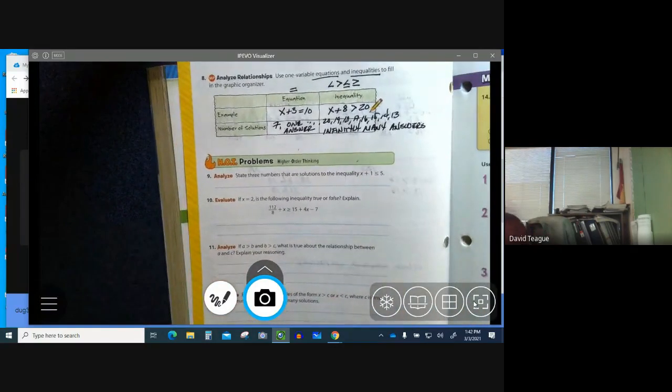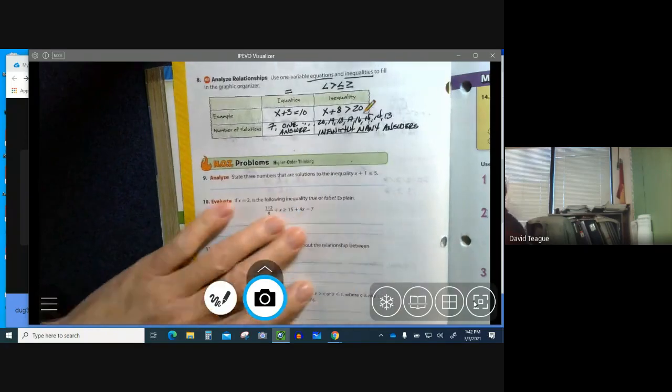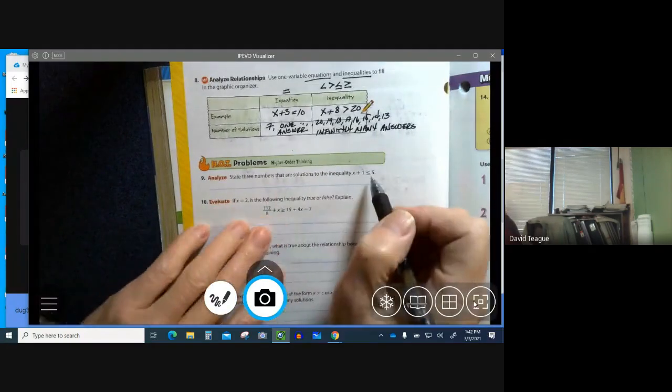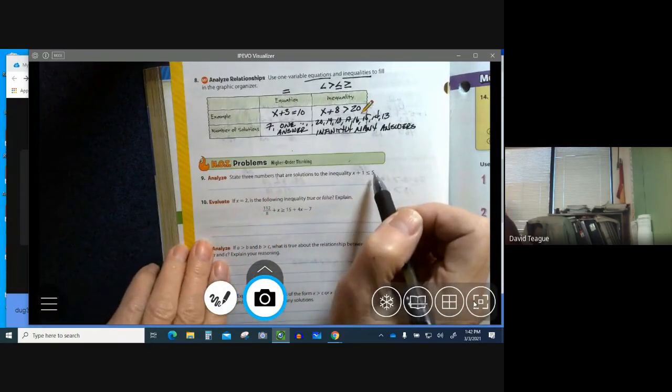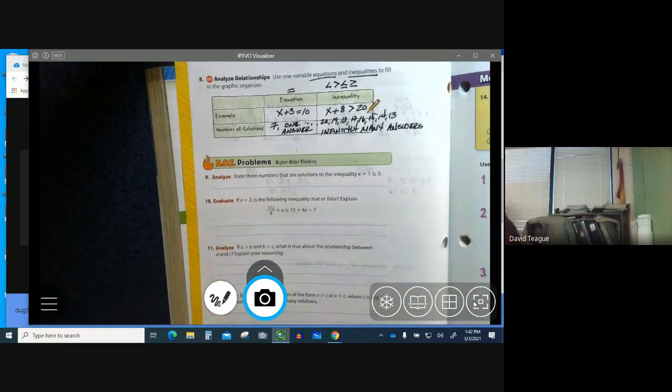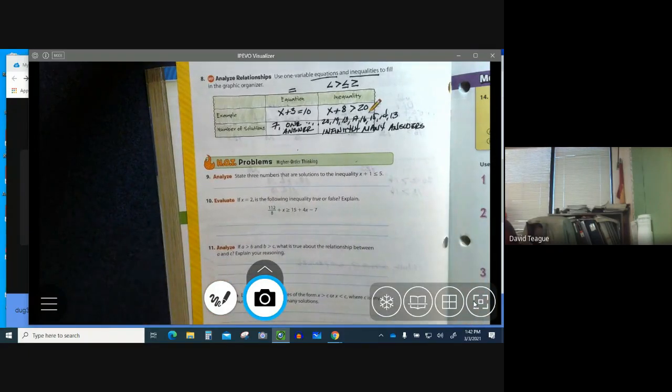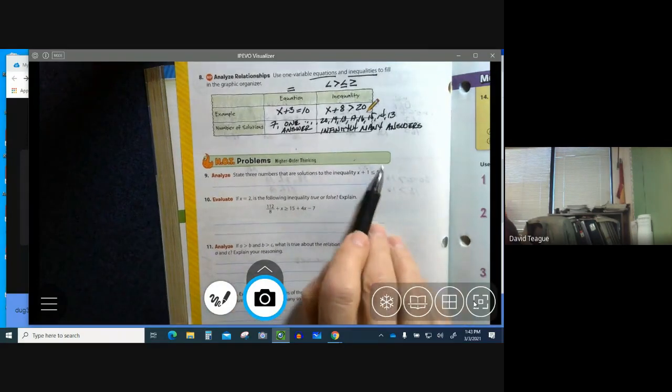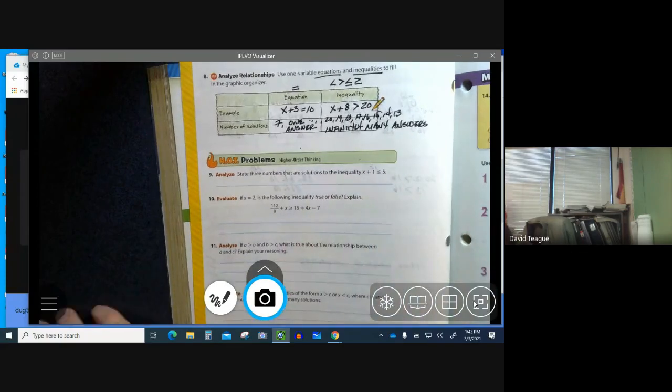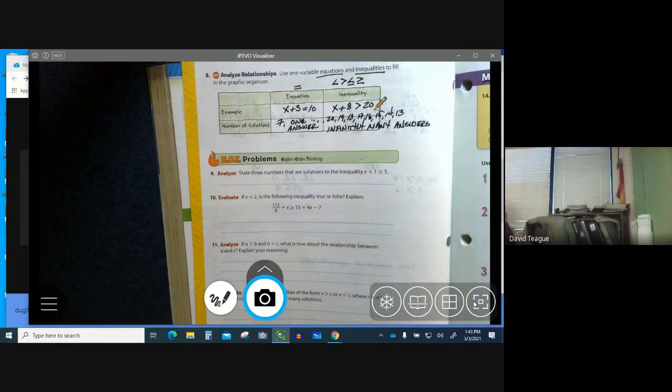So let's look at this. We'll just finish this page and then that. So these are HOT problems, higher order thinking problems. State 3 numbers that are solutions to the inequality x plus 1 is less than or equal to 5. So I'll give you a minute. All you need to do is come up with 3. It is an inequality, so you know you have infinitely many answers. You just need to find 3.